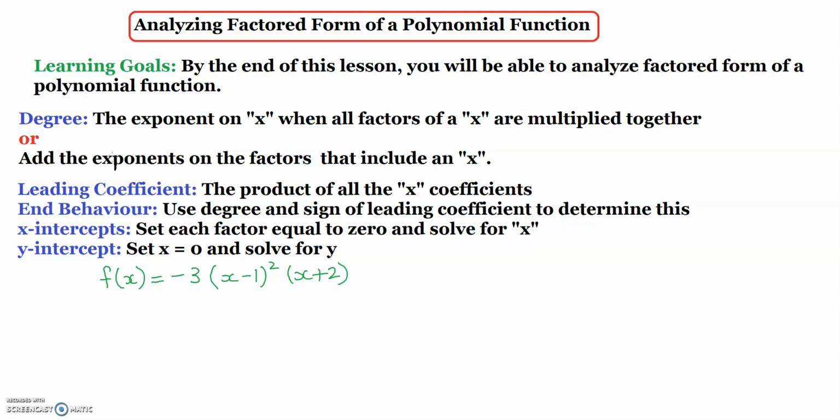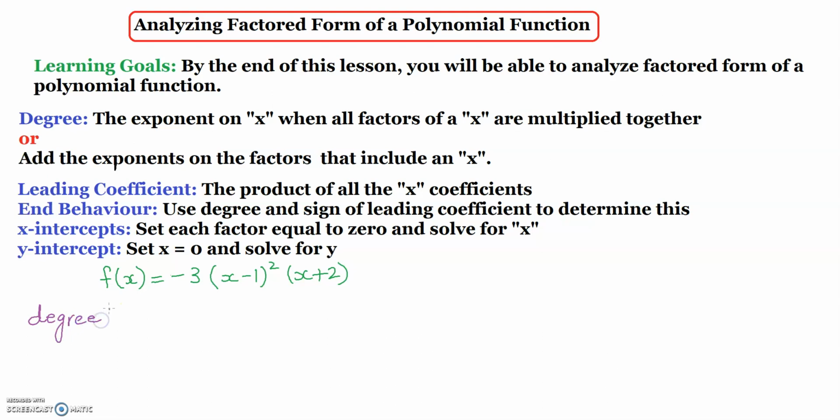Let's look at this example, which is f of x is equal to -3 times (x minus 1) squared, and (x plus 2) is the other term. So the first step is to find out the degree. So the degree here is, we will write degree here.